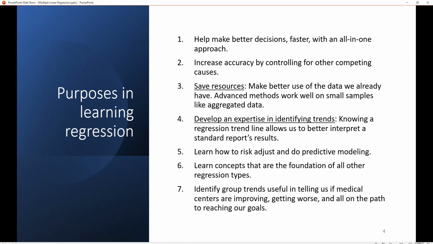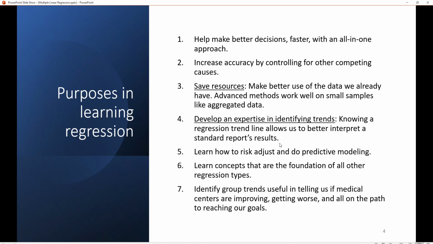For number 4, it's to develop an expertise in identifying trends. Knowing a regression trend line allows us to better interpret a standard report's results. If you've used trend lines in Excel or Tableau, and especially in SAS or other stat software, you're already doing multiple linear regression. That trend line that comes out of Excel or Tableau is the product of a linear regression. So if we learn more about multiple linear regression, it's going to help that work as well.